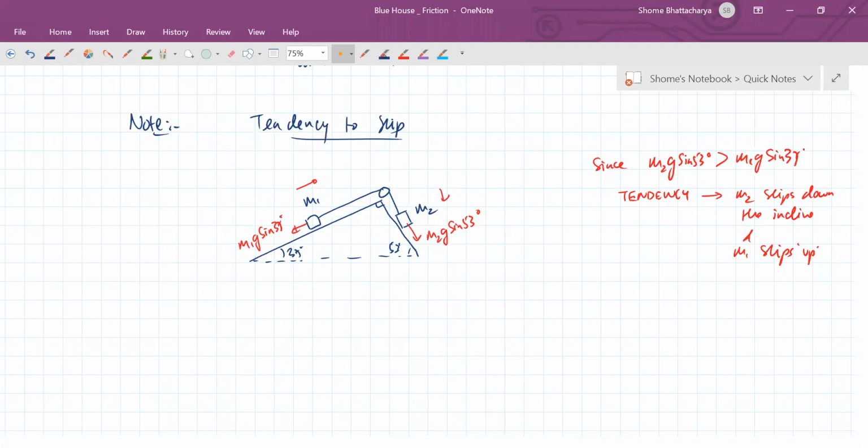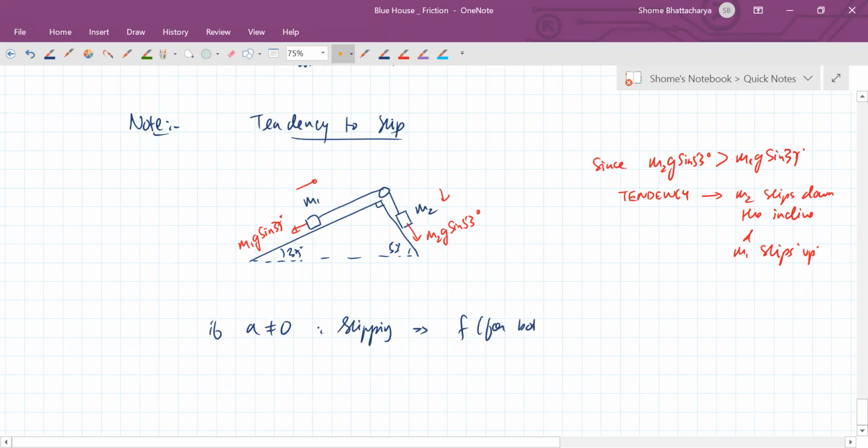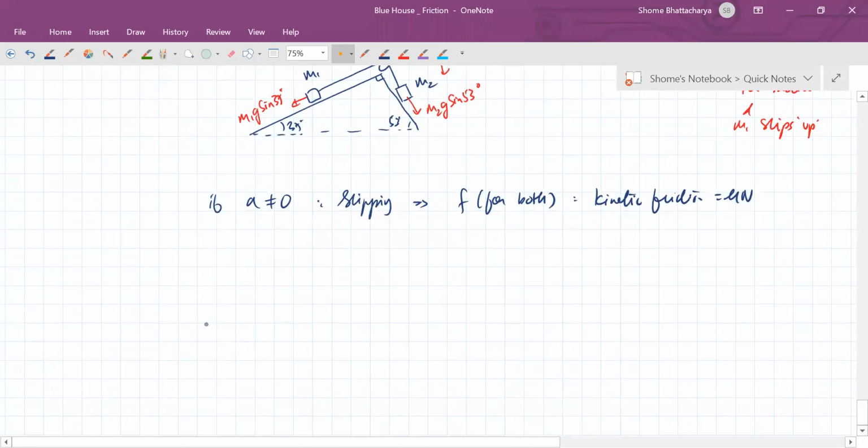Okay. So therefore, if acceleration is non-zero, that means slipping is taking place, then the friction acting in both is kinetic friction. So that is mu into normal reaction. Okay. So in that case, our free body diagrams will look like this. On M1, there is tension, m1g sin 37, m1g cos 37, normal reaction, let's say N1, and kinetic friction, so that is mu N1.